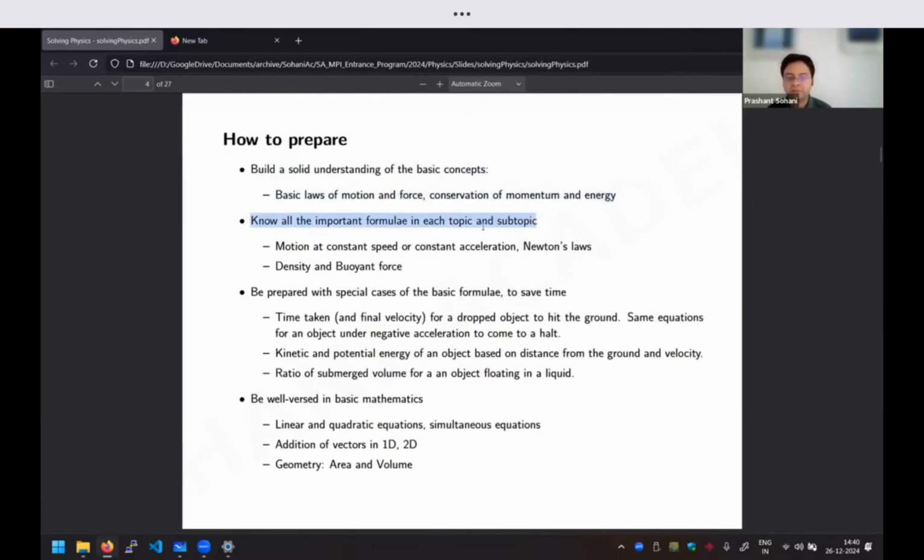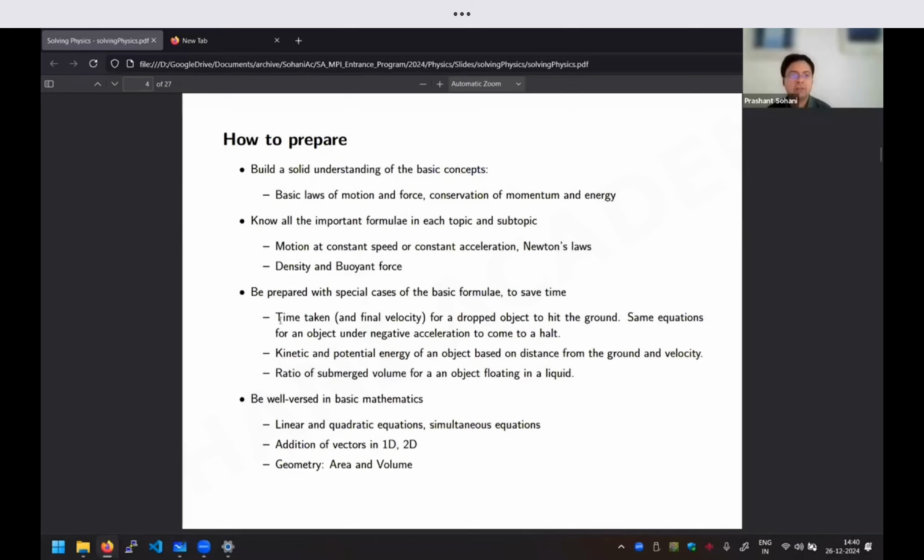For example, in kinematics equations, you know how to calculate the initial and final velocity, or the displacement, things like that. Newton's laws of motion, density, buoyant force, etc. But what is important is not knowing just the basic formulae, but using those formulae to create your own what I'll call special cases. Special cases are where you know specific information.